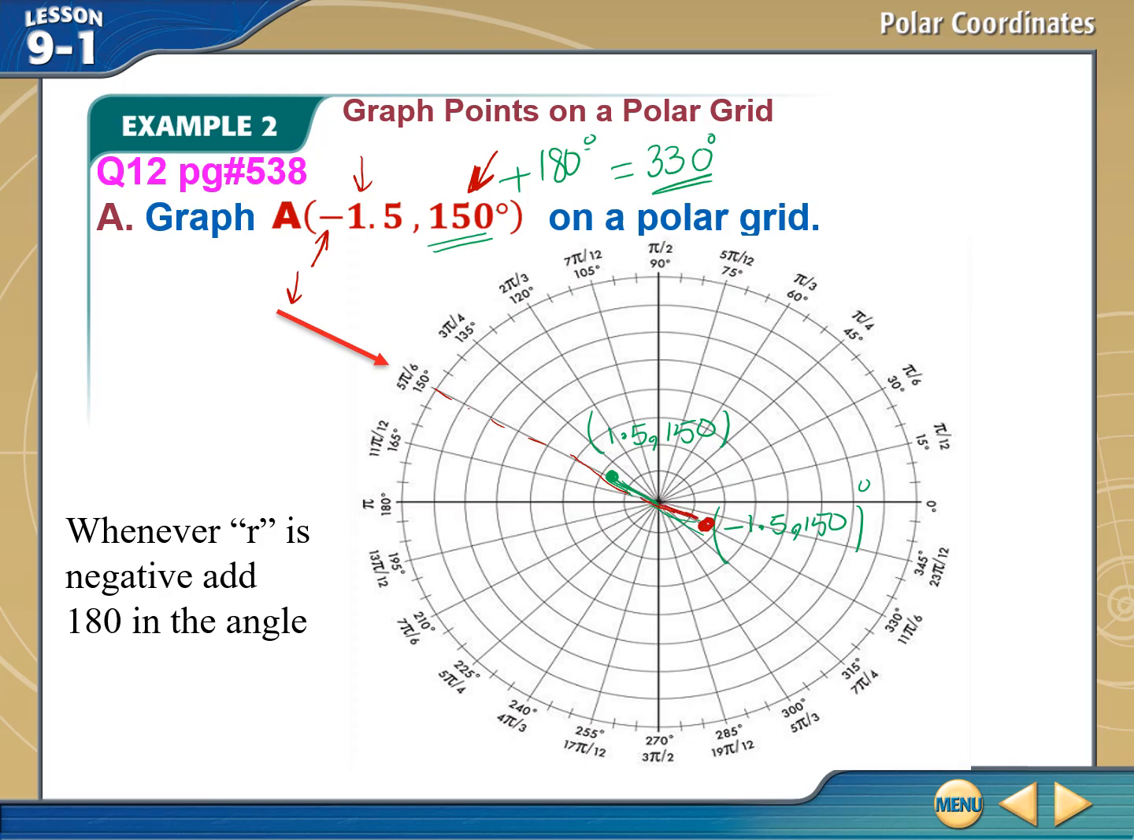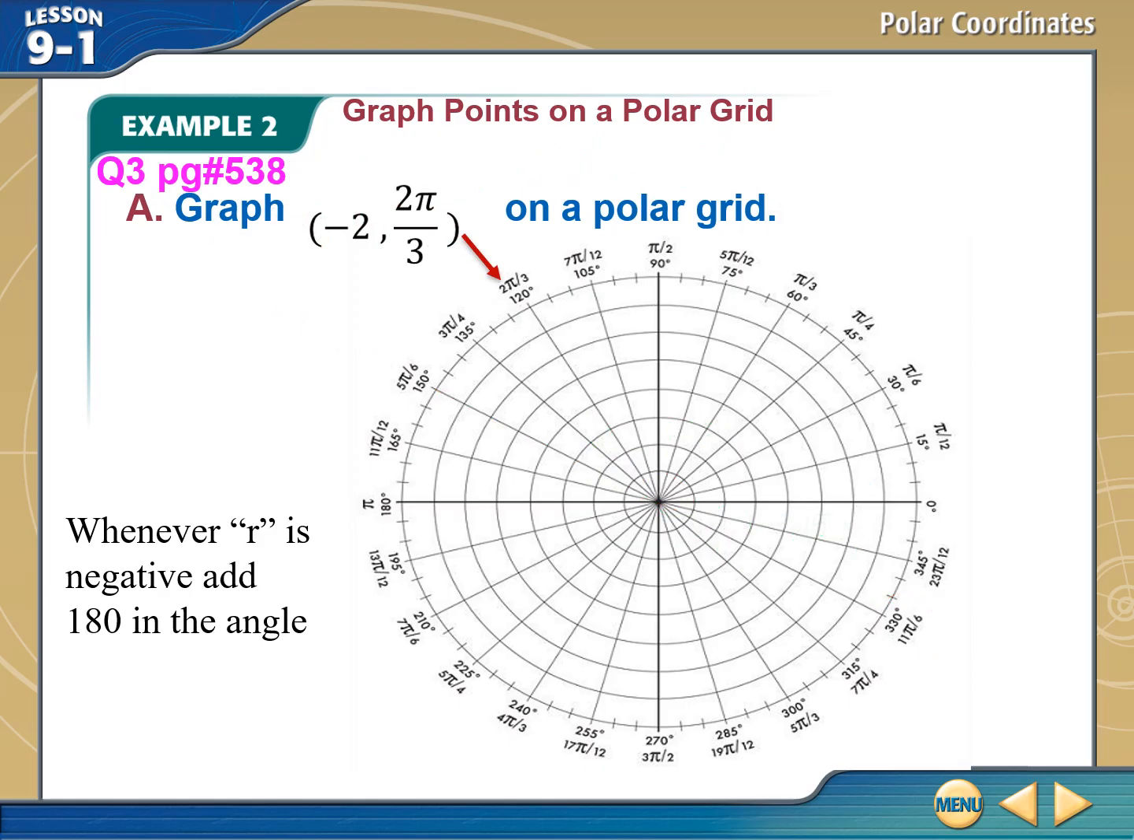Now look at this. What is this equal to? 330 degrees. So 330 degrees gives you the negative 1.5 at 150. How does it come like that? Look at this one. If you go like that, it will give you 150 degrees, right? And because it is minus r, minus r means the opposite side of the actual positive r.